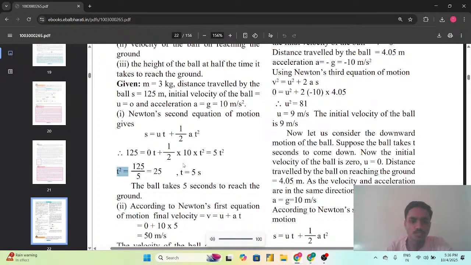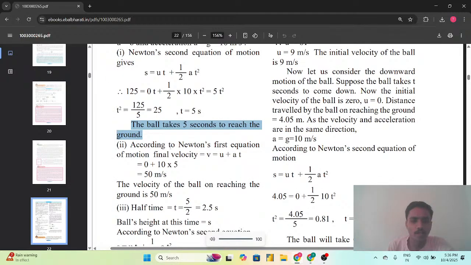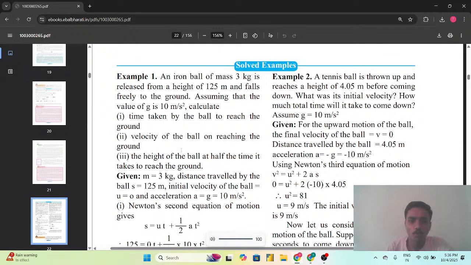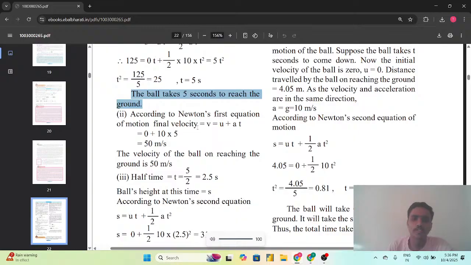So after substituting all the values, that is the height 125 meter, we get the time t is equal to 5 seconds. So the ball takes 5 seconds to reach the ground. Second, we have to calculate the velocity of the ball on reaching the ground. So the final velocity is what we have to calculate.